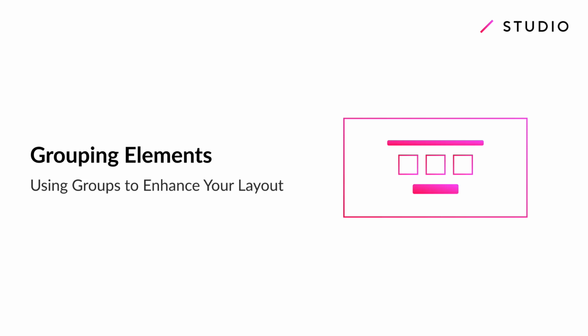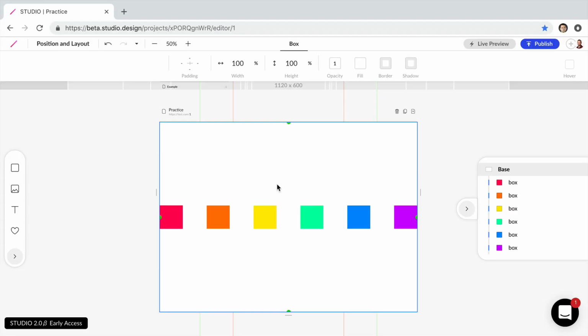In this video, I'm going to show you how to group elements and provide examples of when grouping elements will come in handy. As you can see, I have six elements on my web page right now, and if we look over here in the Layers panel, we can see these six elements inside of this base layer. So nothing is grouped yet.